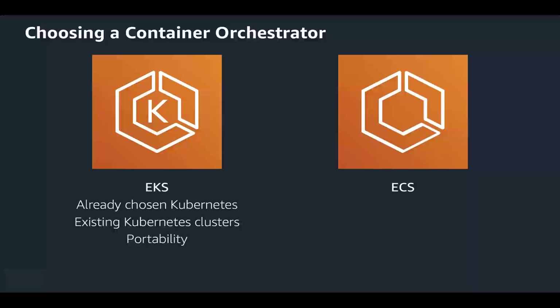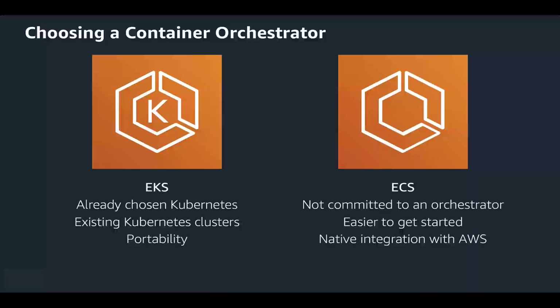However, Kubernetes has a pretty steep learning curve. So if you're just starting out with containers, or if you aren't committed to one particular orchestrator, consider ECS first. ECS makes it easier to get up and running with containers, and natively integrates with the rest of the AWS platform. That covers the orchestrator layer.